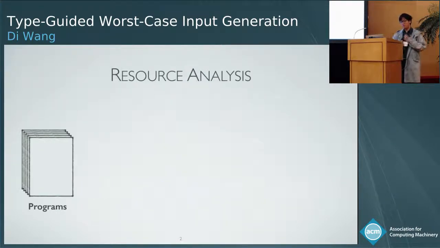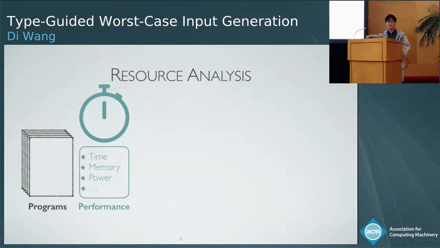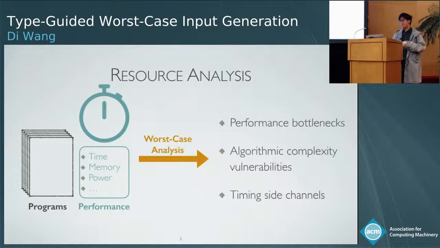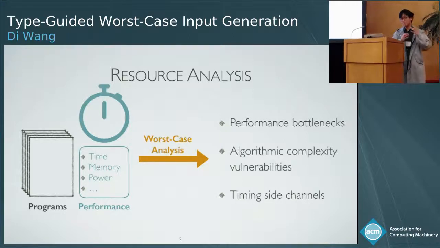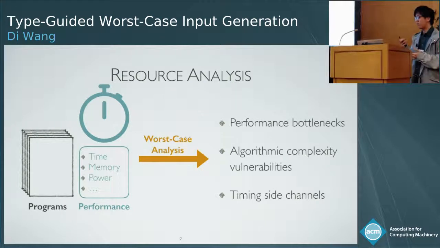One of the hottest topics in program verification is resource analysis. We want to analyze the performance of programs, such as the time, the memory, or even the power they will use. Among the tons of techniques for resource analysis, I'm very interested in worst-case analysis. In other words, if we have the worst-case performance of a program, we can reason about its performance bottlenecks.